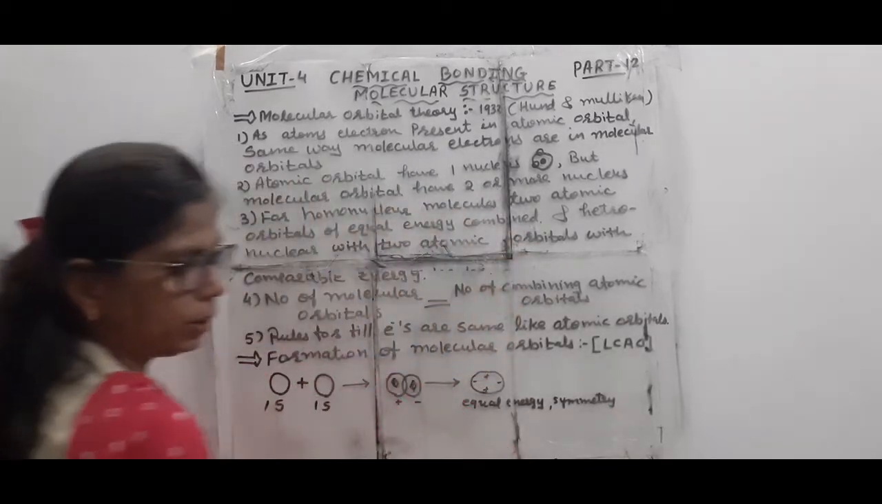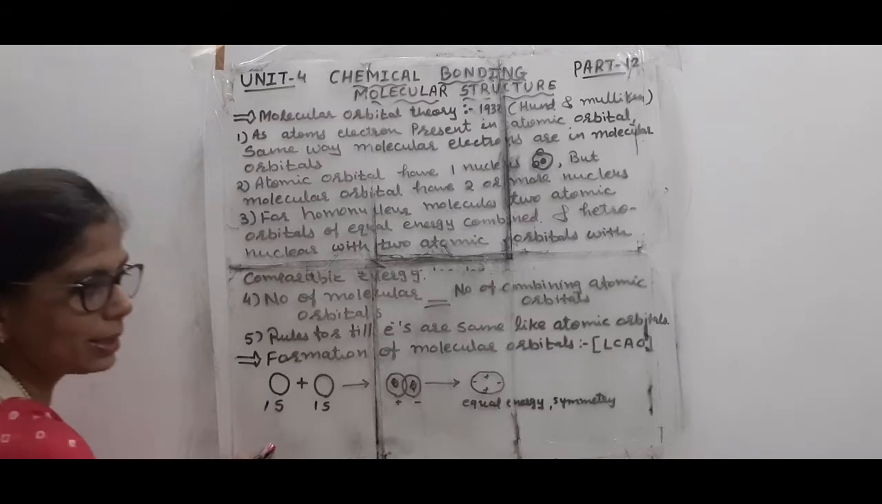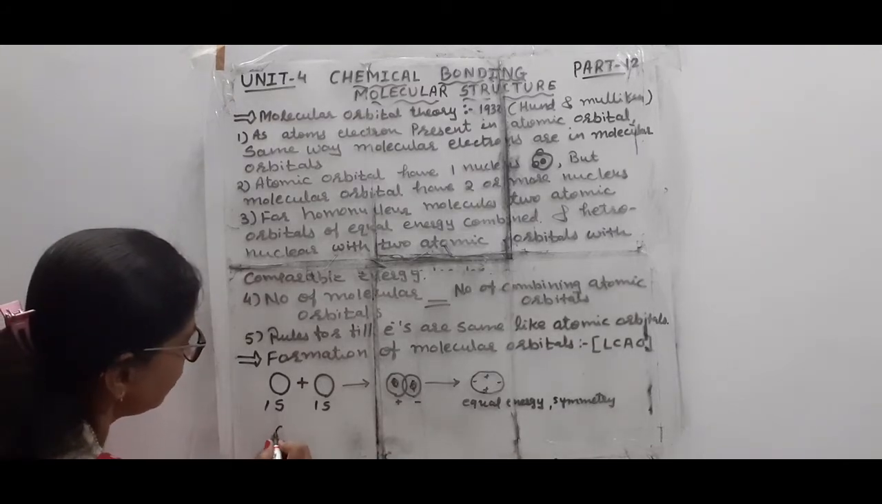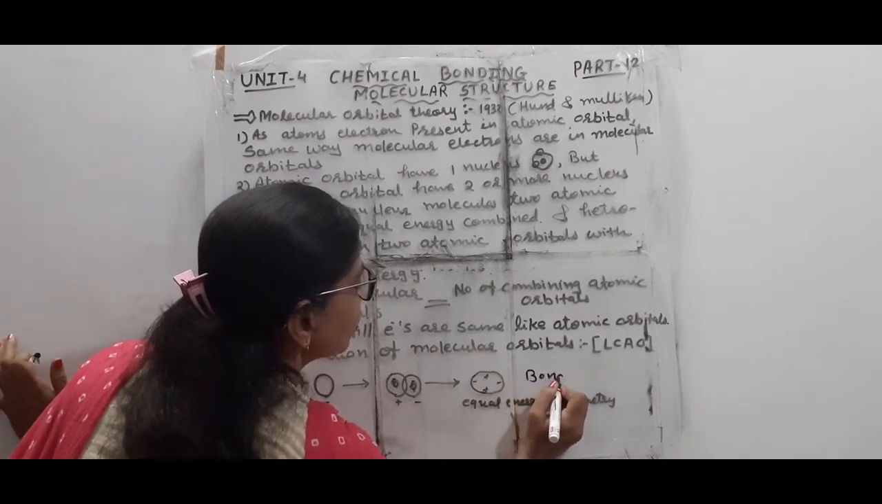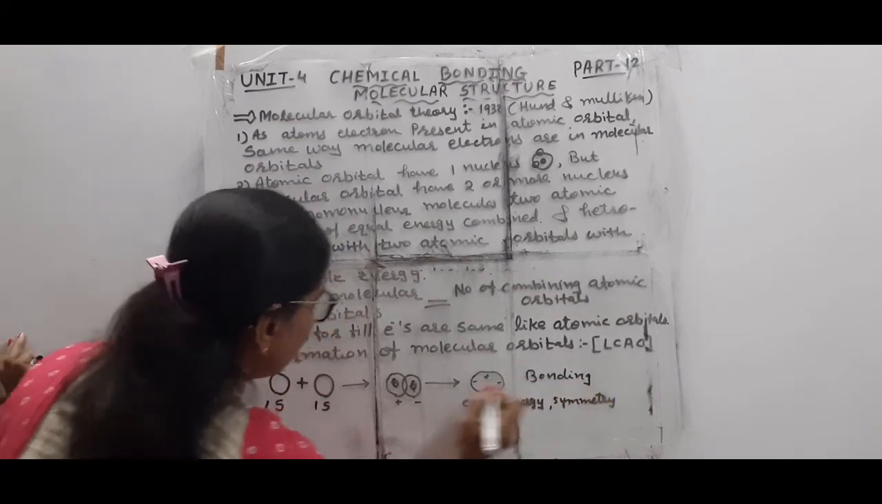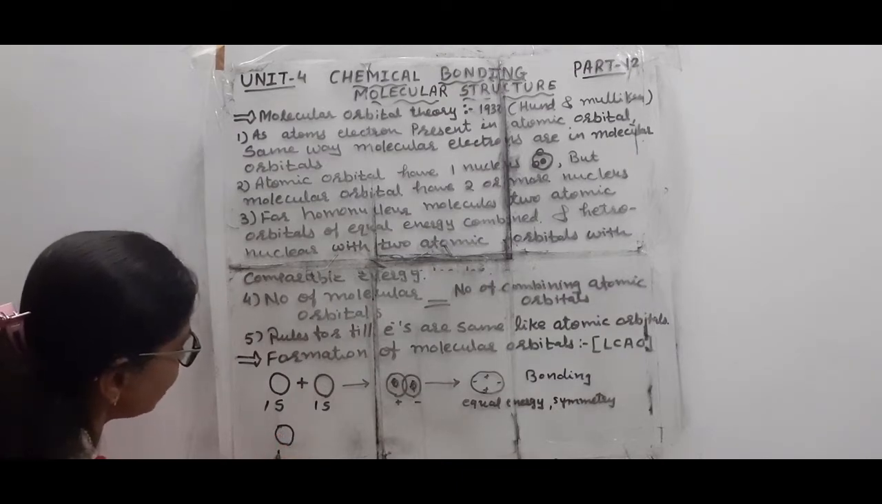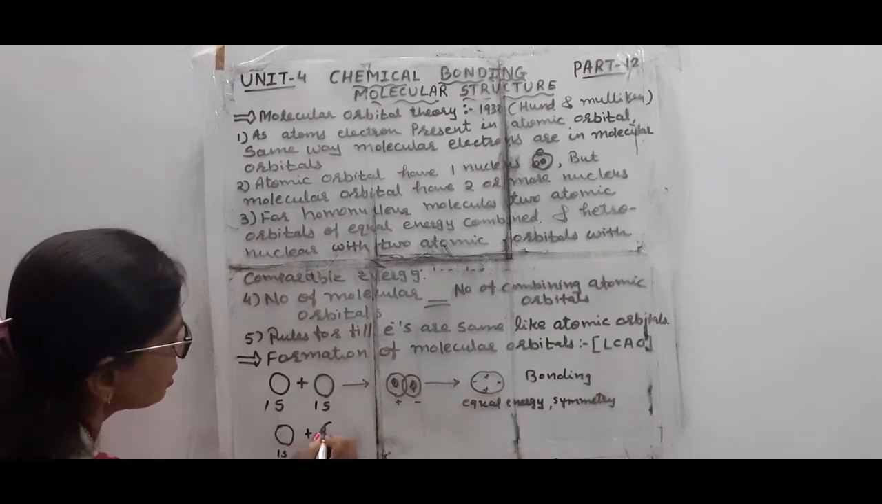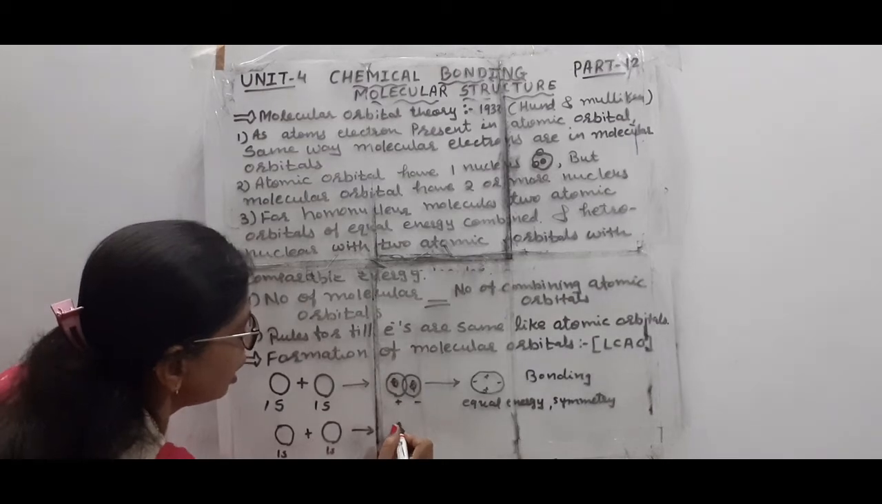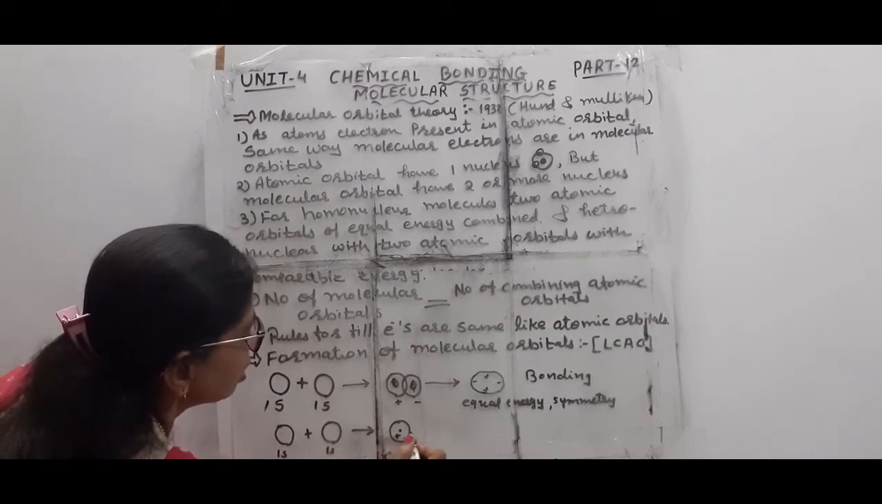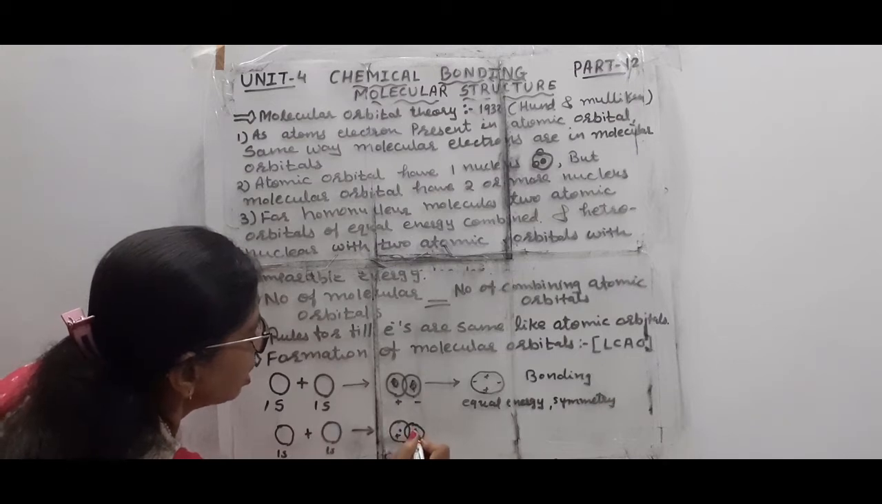And while we go with the anti-bonding, students, we take the same example for the anti-bonding. So this is our bonding, and now we'll go with anti-bonding. So this is 1s plus 1s. Now this is the same as for the atomic orbital. So this is our plus charge, and here this is our plus charge.